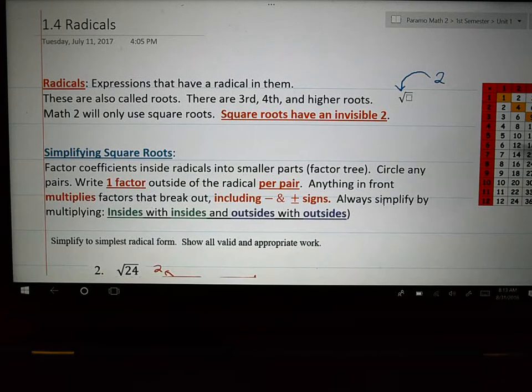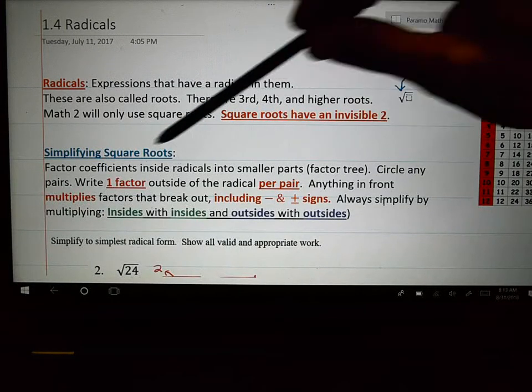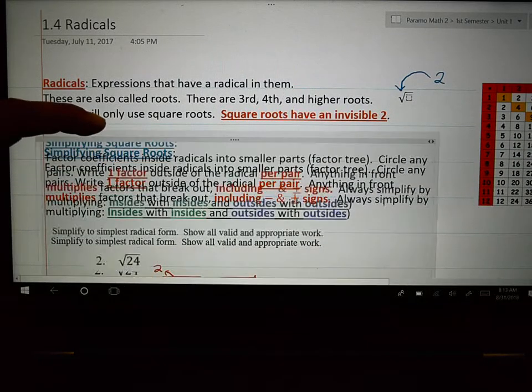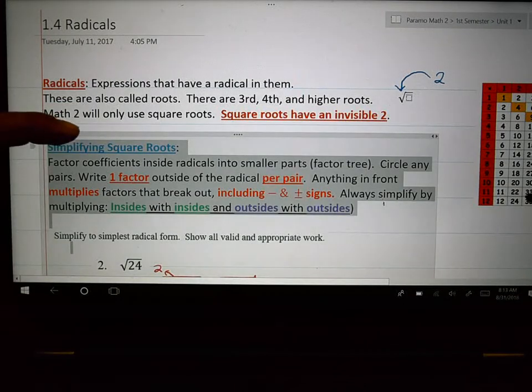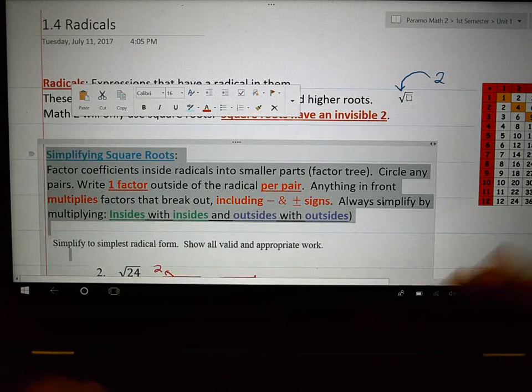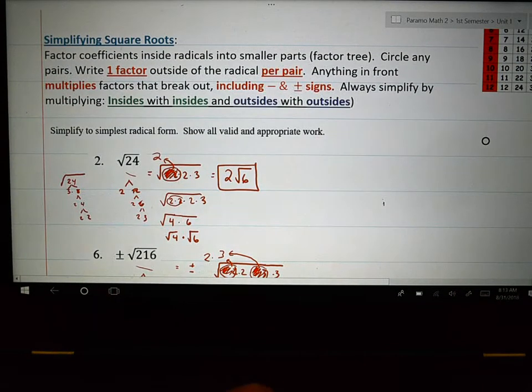Part 2 of 1.4 radicals. Between last class and today, one thing I want to let you know is that I rewrote this paragraph. Your paragraph was really big that you took notes on, and as I was reading them, I thought to myself, man, I really want to see if I can make this make more sense. So here's what I did between last class and today.